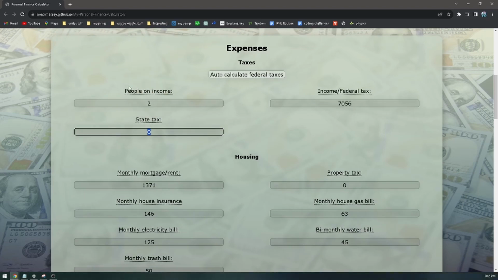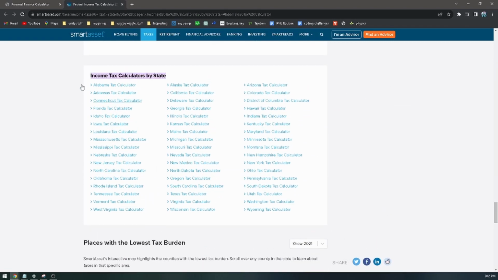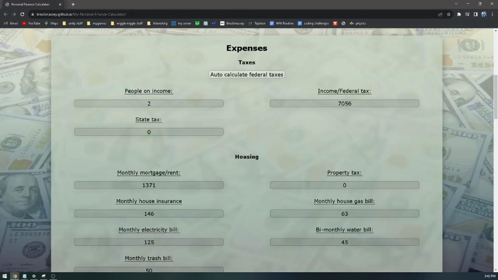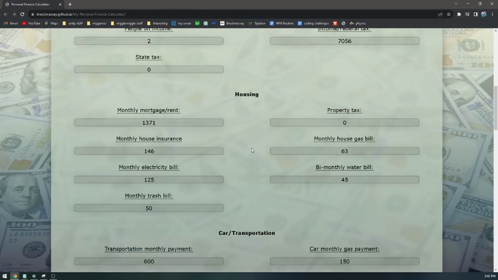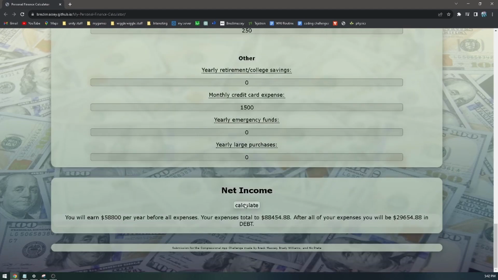But if you hover over any of the inputs, it'll give you information on it. And specifically for the state tax, it gives you a link to help to easily calculate your state tax, depending on which state you live in. And then you can fill out the rest of these inputs. At the very end, you can press calculate if it isn't there already. It'll tell you your gross income, how much all your expenses add up to, and then if you'll be in debt by the end of the year or if you'll have excess money.